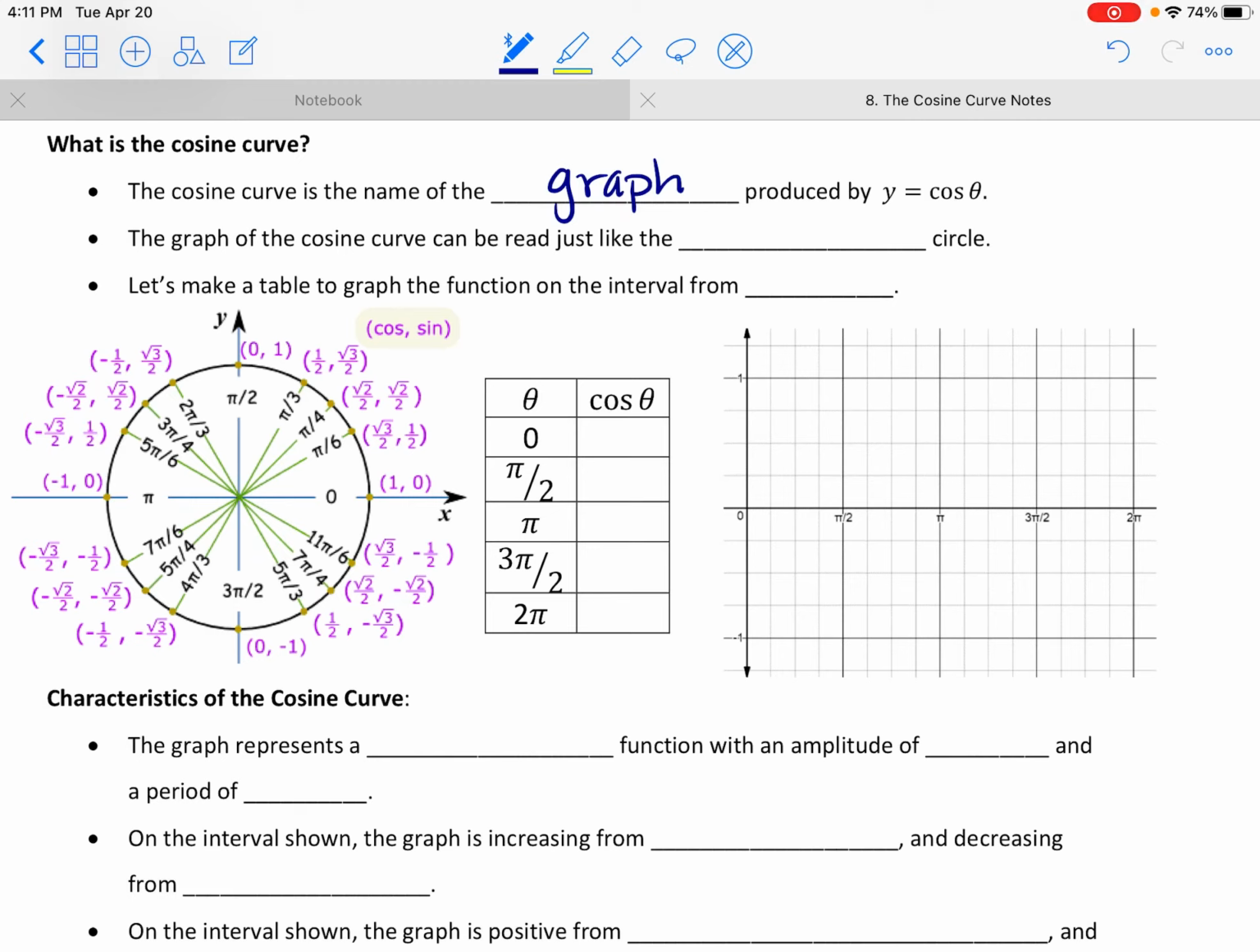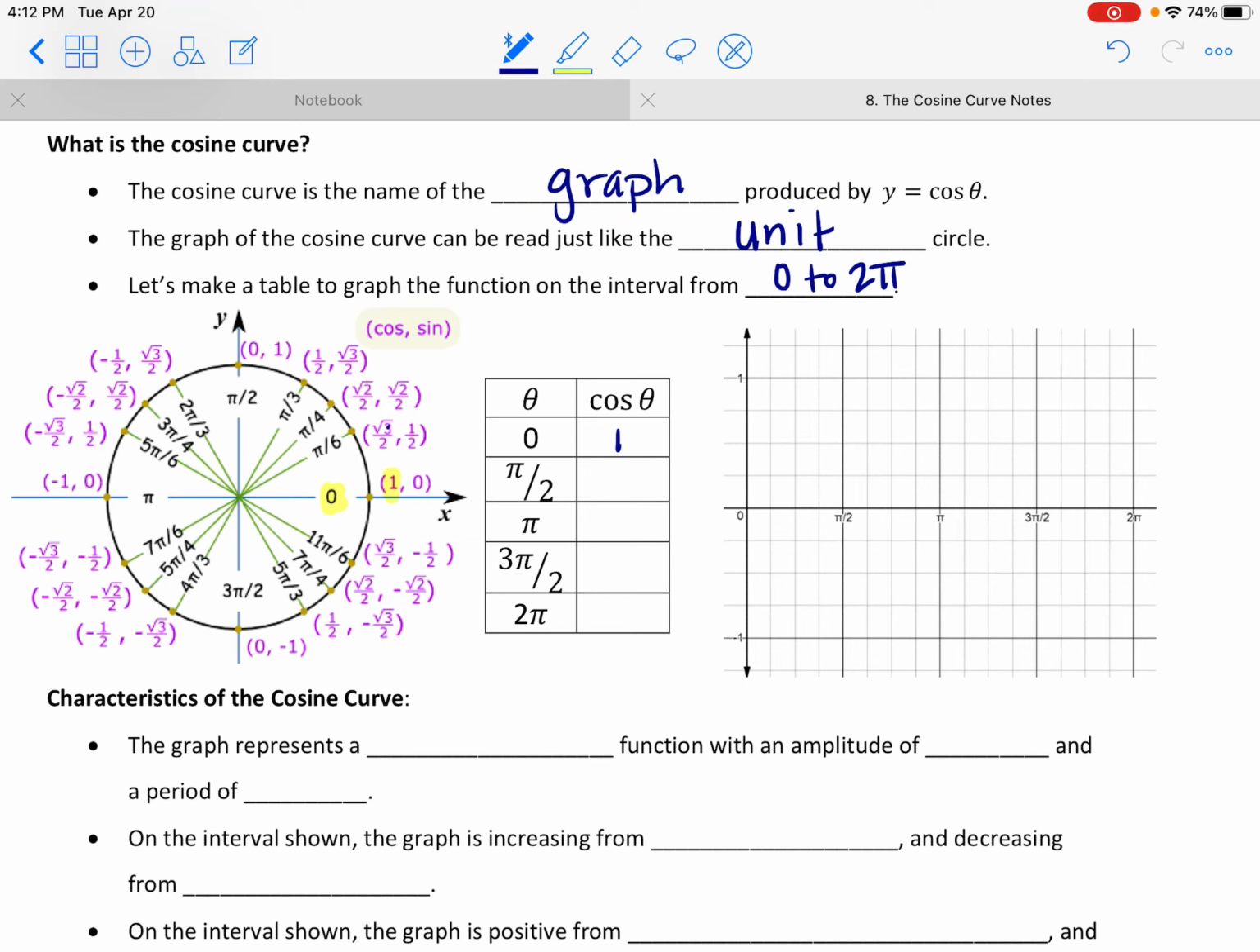Just like with the sine curve, when we're graphing the cosine curve, we're reading it the same way we're reading the unit circle. Okay, so we're going to make a table. We're going to graph this on the interval from 0 to 2 pi, and what we're going to see is one cycle. So when we look for the cosine of 0 degrees or 0 radians, remember cosines are the x values in our coordinates. So at 0 degrees or 0 radians, our cosine is going to be 1.